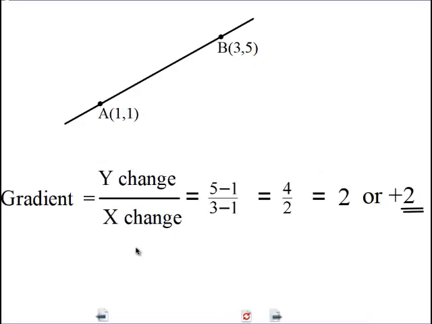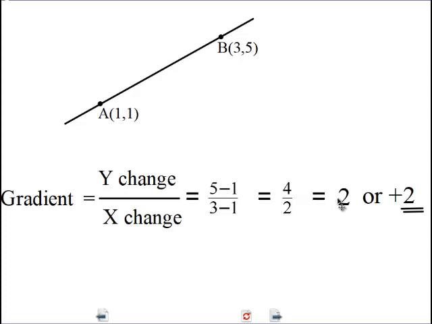So when you do your calculations, you'll see that the gradient will be the change in the y over the change in the x. Remember, get your xylophone. So 5 take away 1 gave us 4. 3 take away 1 gave us 2. When you divide them, you get the answer 2.